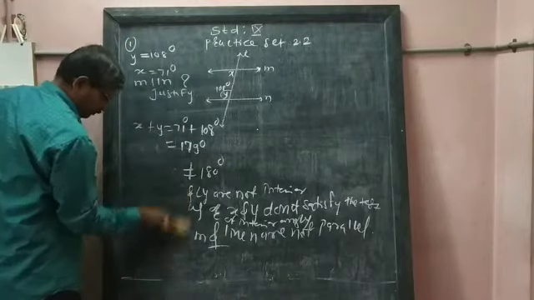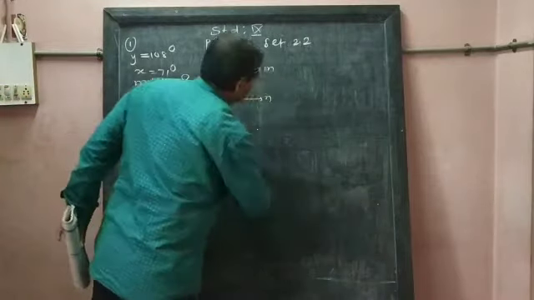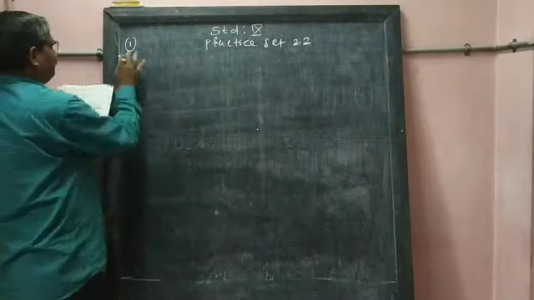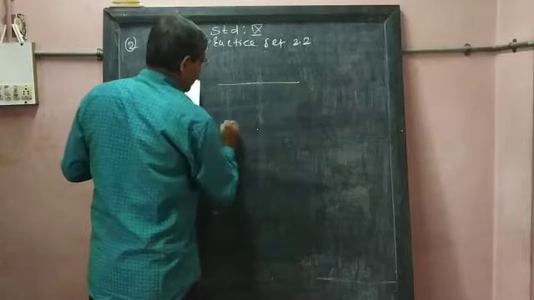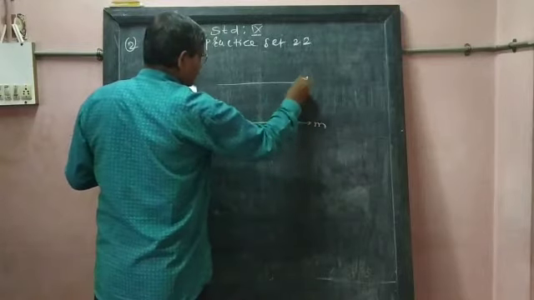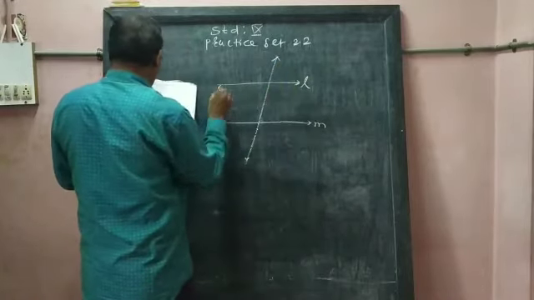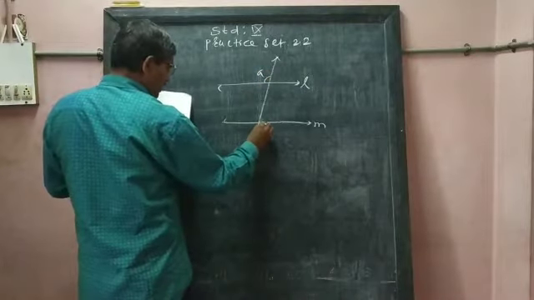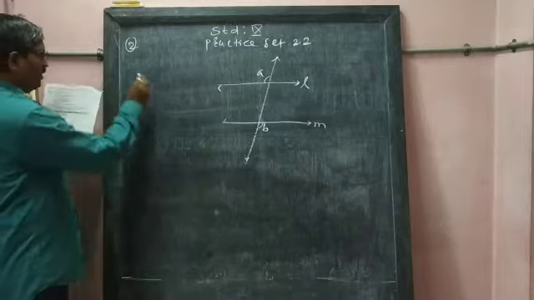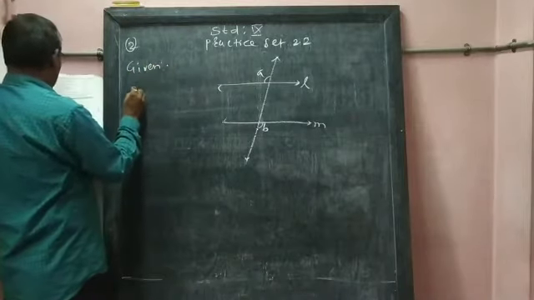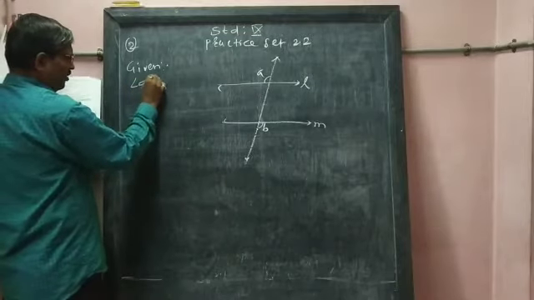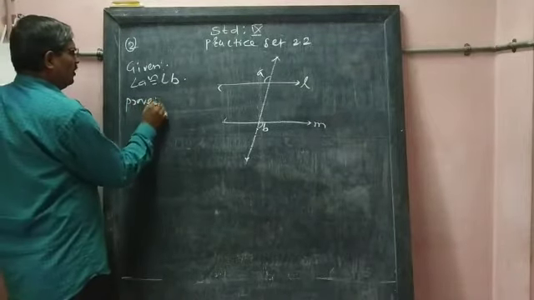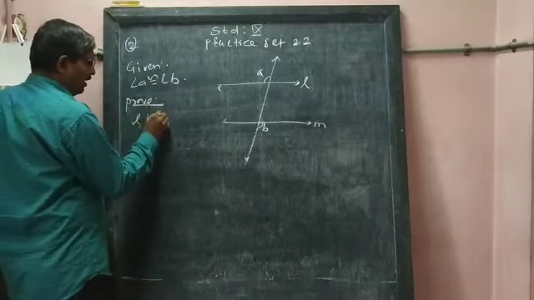Now question number 2. In this question, there is a line l and another line m, given here with angle A and angle B. First I will write what is given: angle A is congruent to angle B. We should prove that line l is parallel to line m.